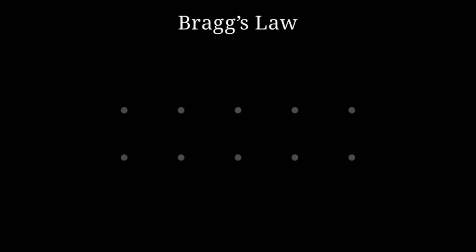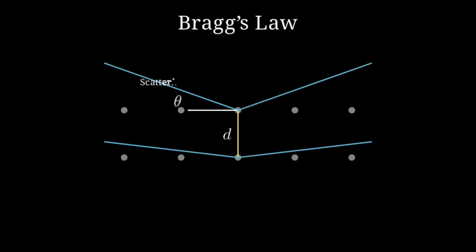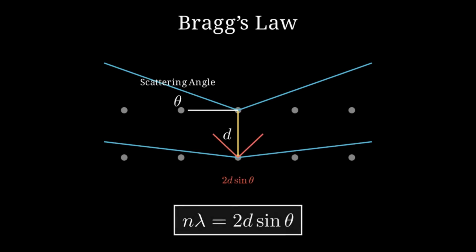Bragg's law explains that constructive interference occurs when the path difference between waves reflected from successive atomic planes is an integer multiple of the wavelength. This creates peaks in intensity at specific angles.